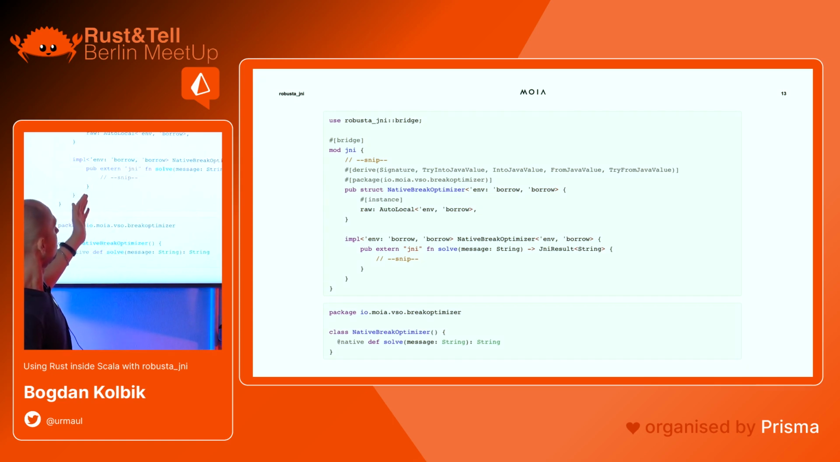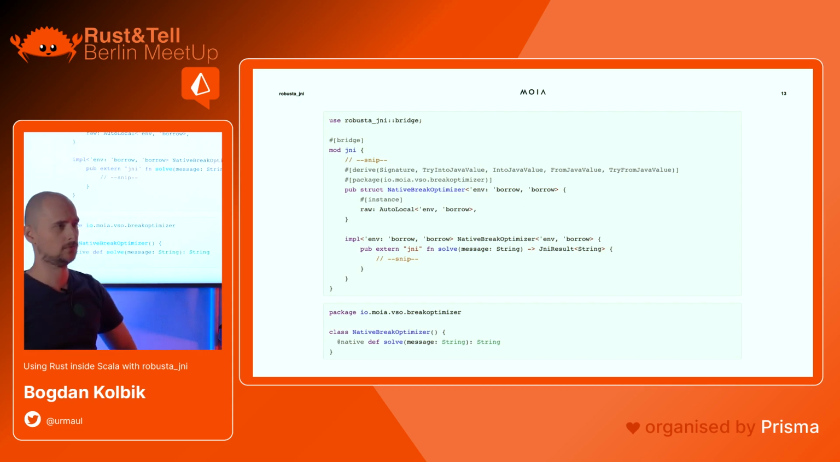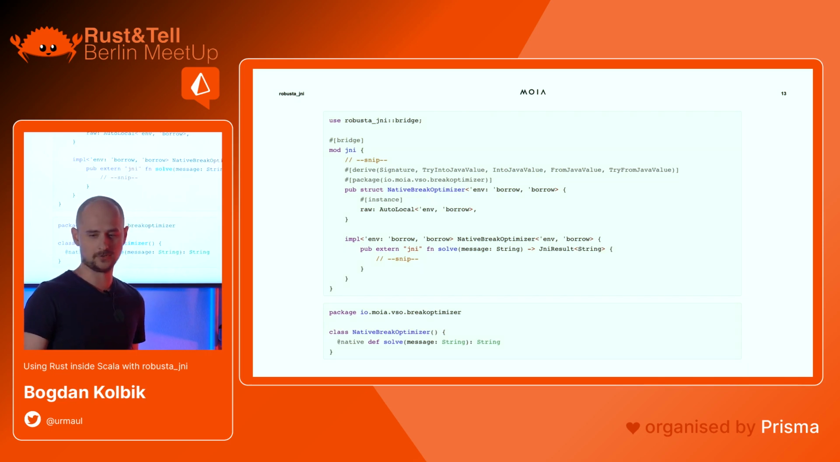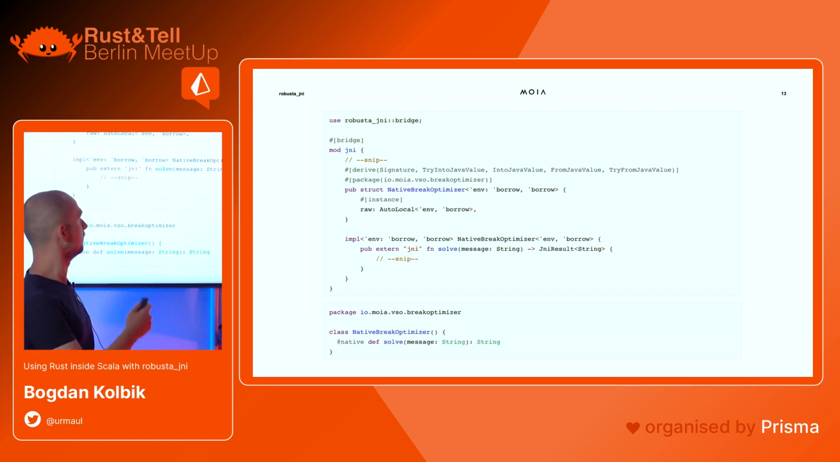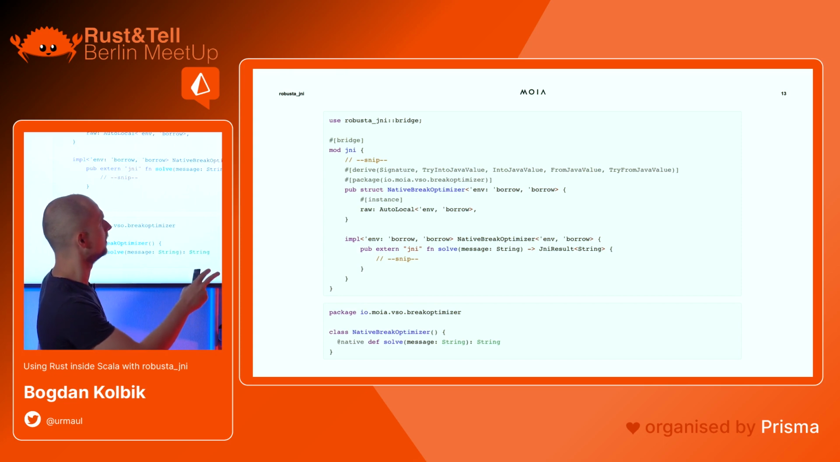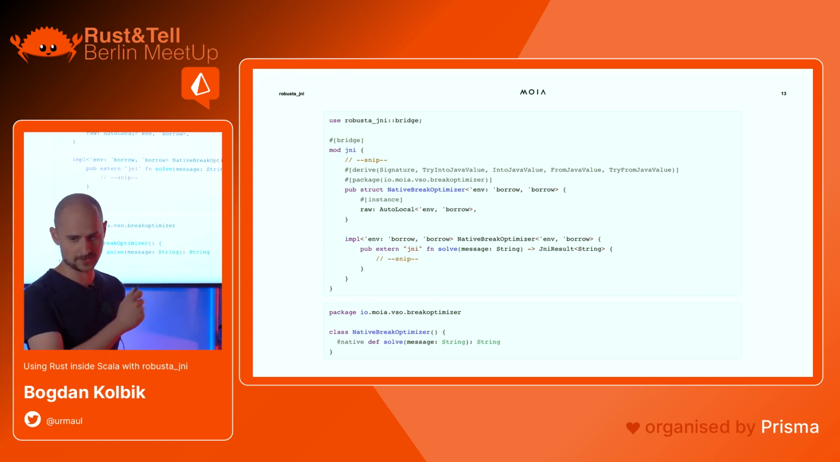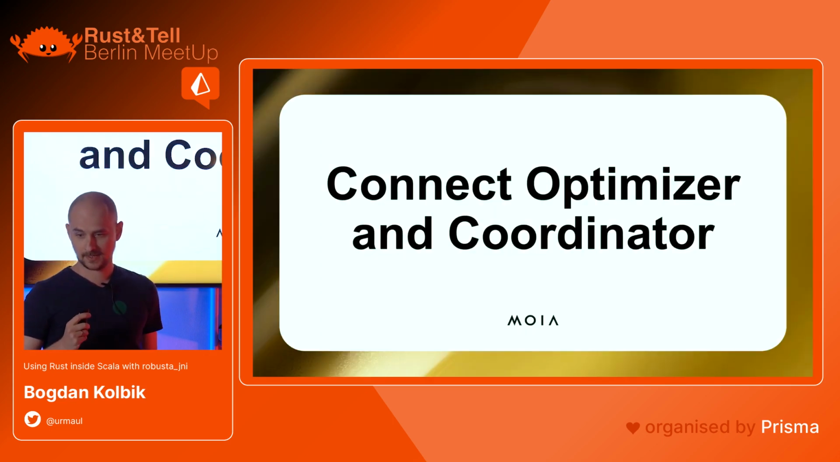It also provides some boilerplate. You need to copy-paste lifetimes and some macro calls, but that's fine. The main thing is you need to match the package names and struct name with the class name and have the same function definitions. Also, Robusta JNI allows you to store some data in this struct to keep the state between JNI calls, but we don't need it. And yeah, we just provide one function with one string argument. It will be important later. And one string response, which is a JNI result of string. So we can do this.